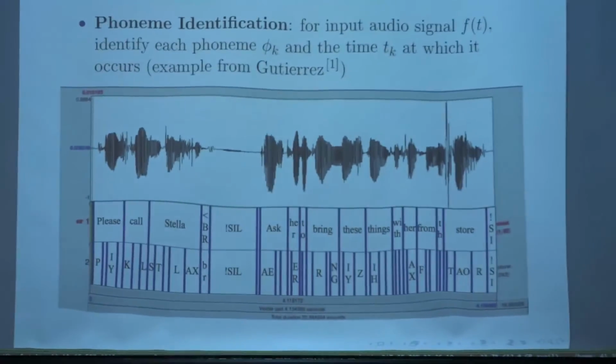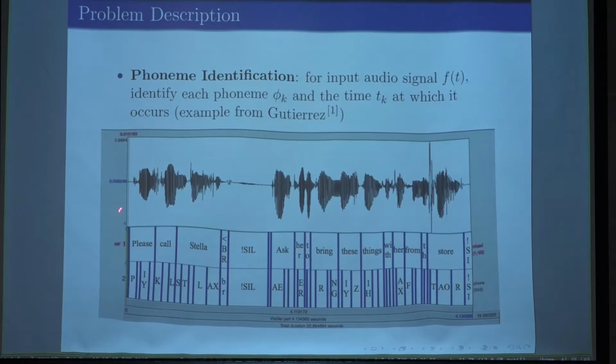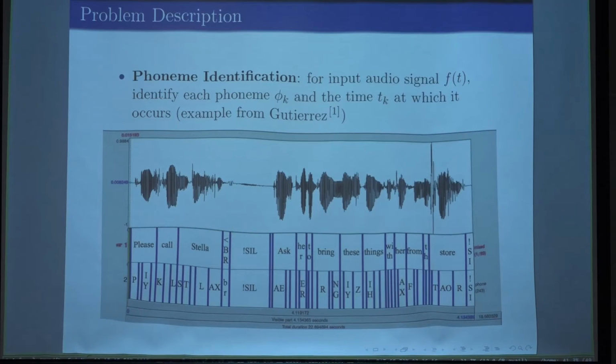So what does identification actually mean? It means that given this recorded audio waveform, which is just going to be human speech, please call Stella, you want to identify the small bits and parts of this waveform that correspond to individual phonemes, which in this case would be a P and L, the sound of all, the k sound, that stop. And then you want to actually segment them. So you want to take this waveform right here and turn it into the actual individual sound units and the time at which they occur.